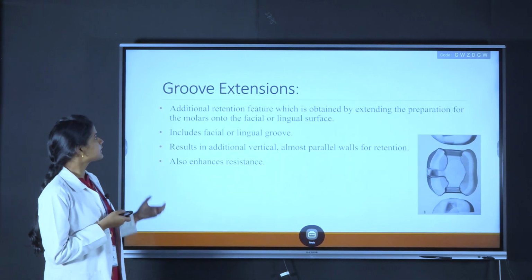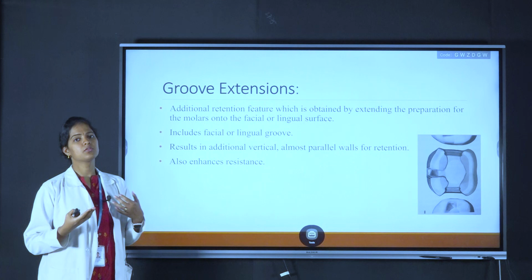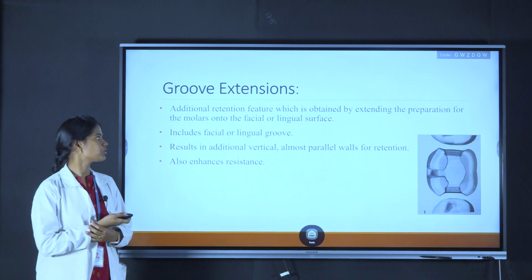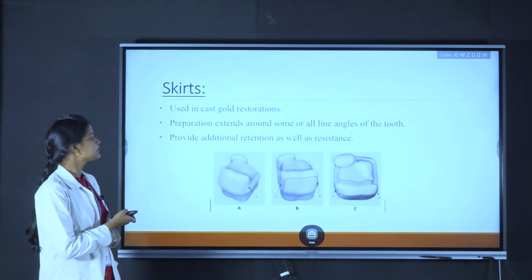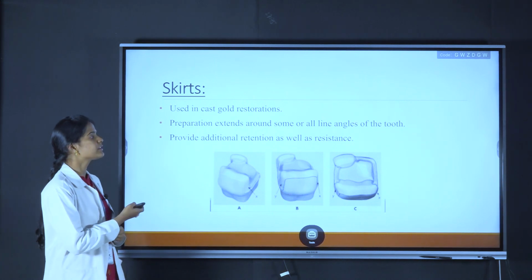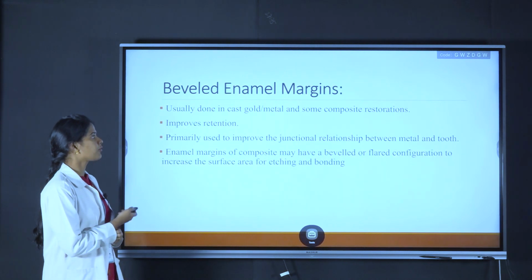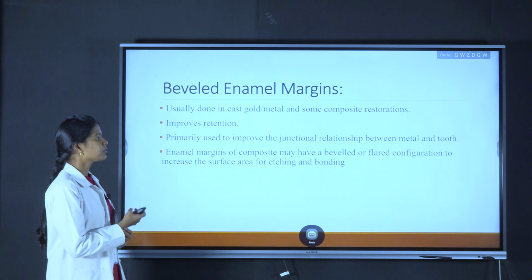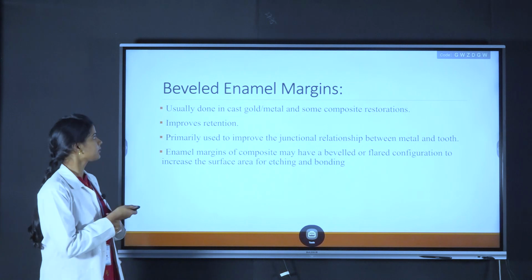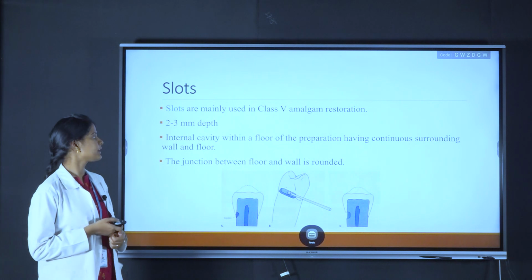And the other additional features like groove extensions can also be given, like a facial groove or a lingual groove, in order to increase the retention of a tooth. These are the skirt type of preparation, which can be given in cast gold restorations, usually given along some line angle of a tooth. And beveled enamel margins, obviously to improve the retention. It is majorly given in a cast restoration to improve the metal margin relationship. And these are slots usually given in a class 5 amalgam restoration of about 2 to 3 mm deep.